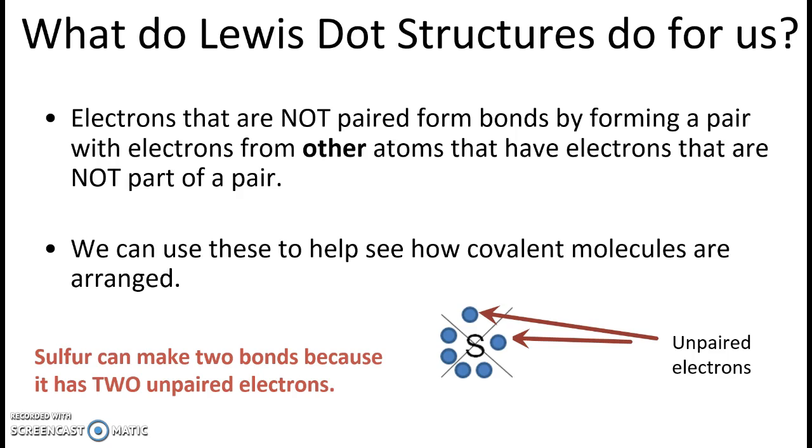In that previous video you learned that electrons want to be alone before they're paired up. They want to be alone on each side before you pair them together. In this particular example with sulfur, we can see that there are two unpaired electrons. We have paired electrons here, but there are two that are unpaired. These unpaired electrons are the ones that will be able to form bonds. Since sulfur has two unpaired electrons, it will be able to make two bonds.